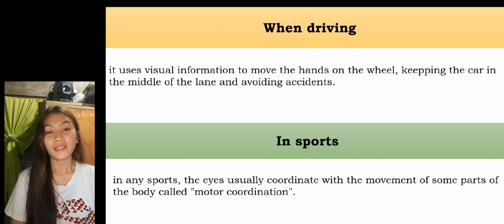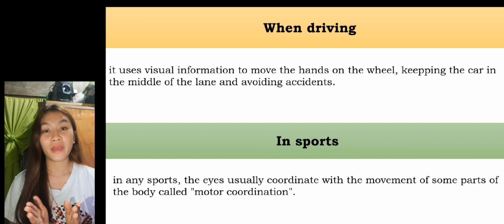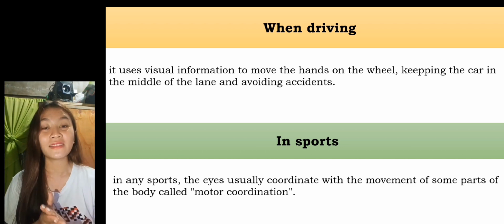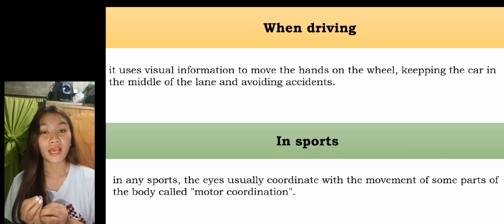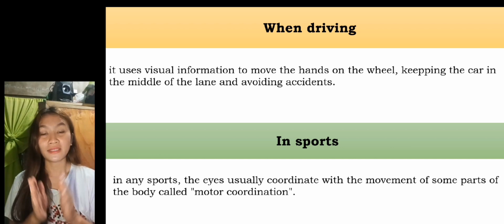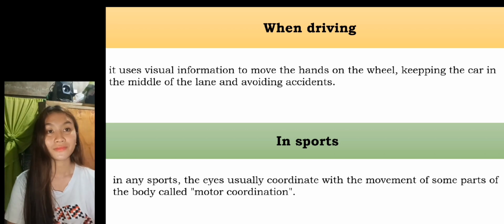In sports, in any sport, the eyes usually coordinate with the movement of some parts of the body, called motor coordination. It is important to always remember that our eyes and our hands are always connected. Eyes will tell our brain and the hands will follow.